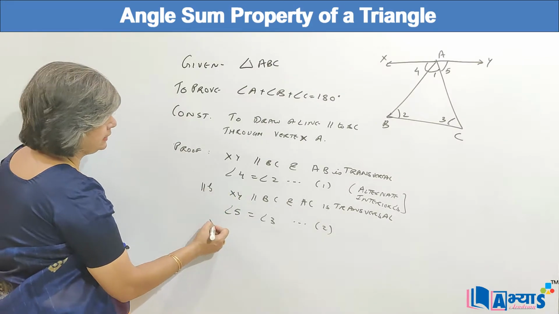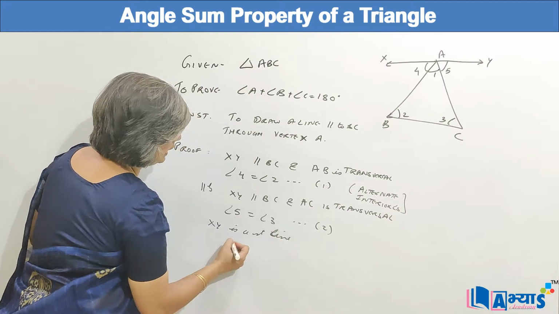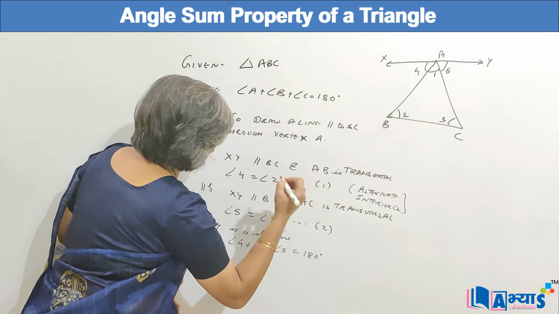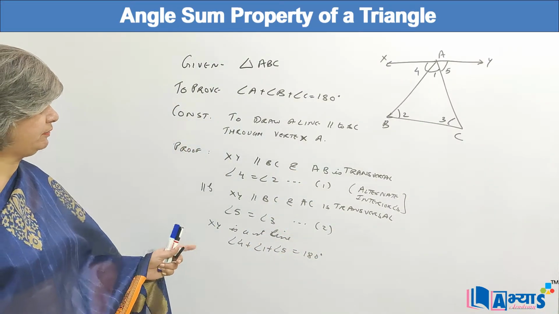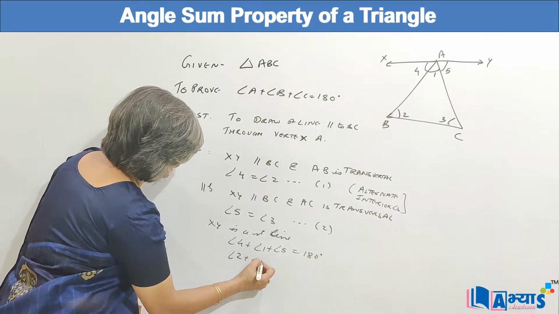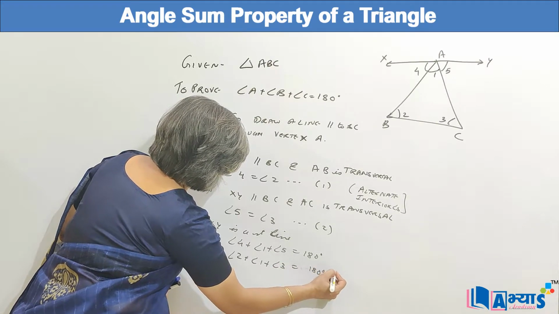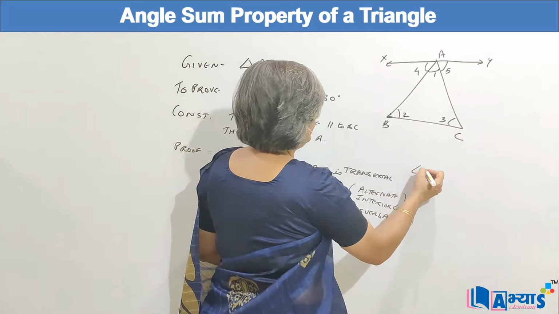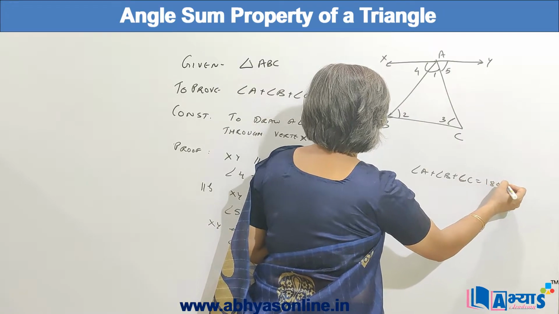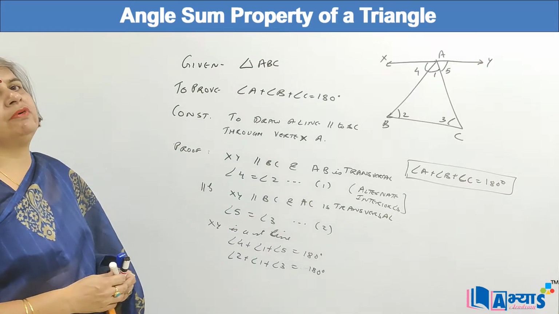Now we say XY is a straight line. So angle 4 plus angle 1 plus angle 5 is equal to 180 degrees, angles on a straight line. Now substituting the value of angle 4 and angle 5 in the equation, we will have angle 2 plus angle 1 plus angle 3 is equal to 180 degrees, or we can say that angle A plus angle B plus angle C is equal to 180 degrees. Hence we have proved that the sum of angles of a triangle is 180 degrees.